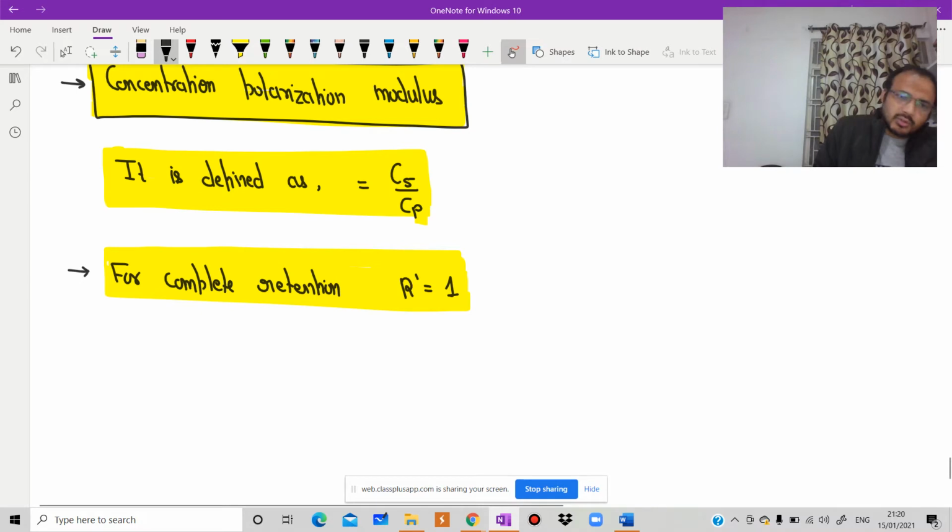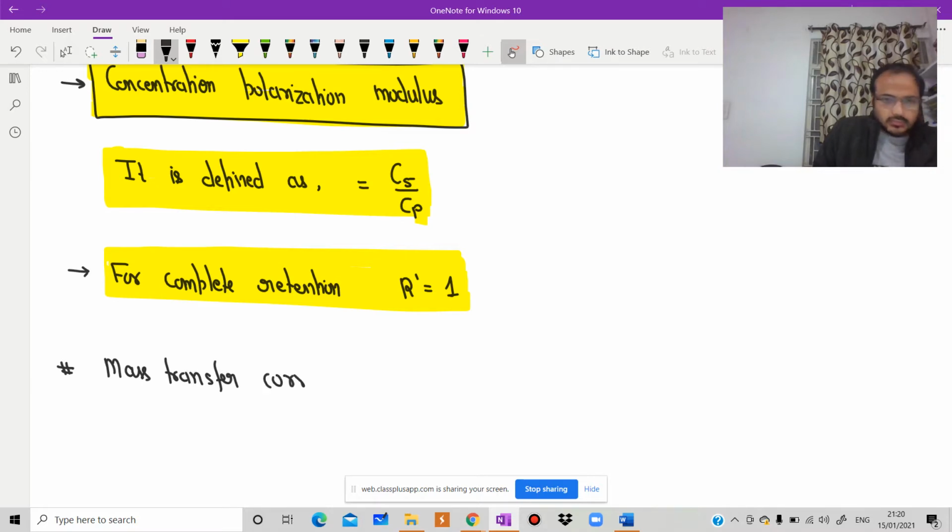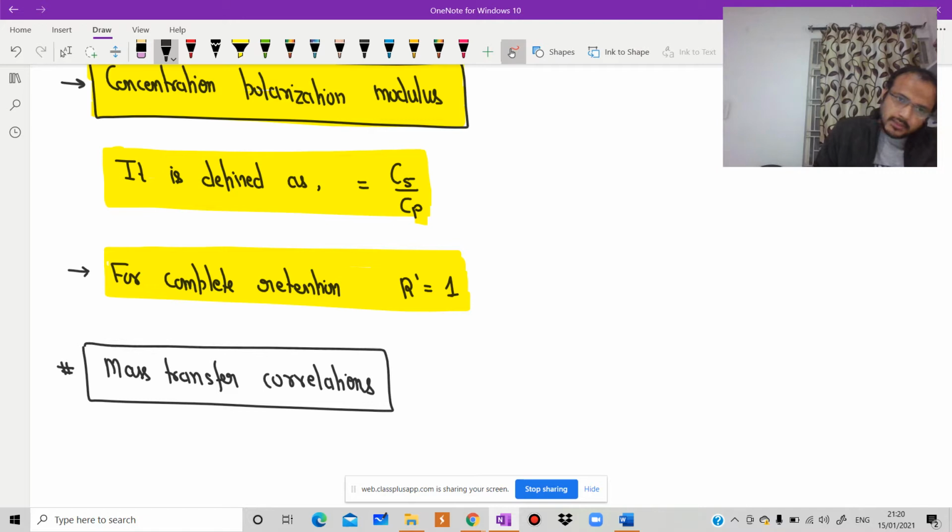Okay, write down one more small topic: mass transfer correlation, because when we are going to cover each and everything, there is no need to skip a single thing.